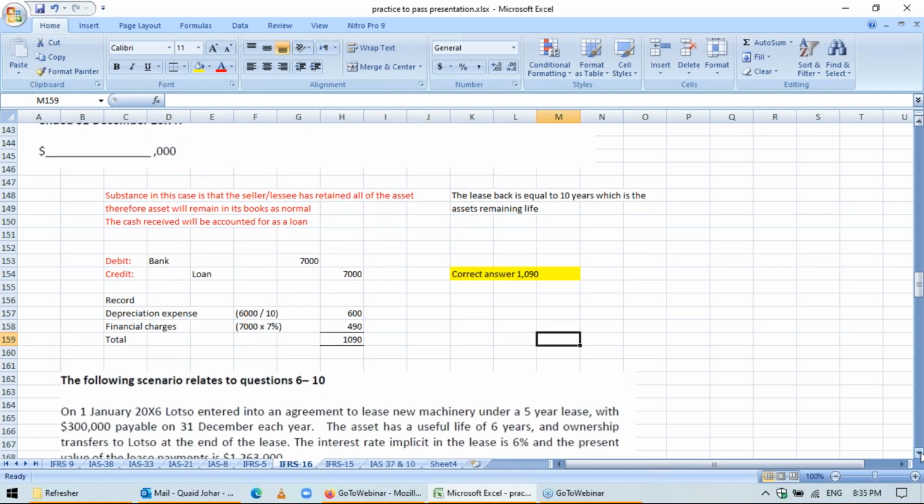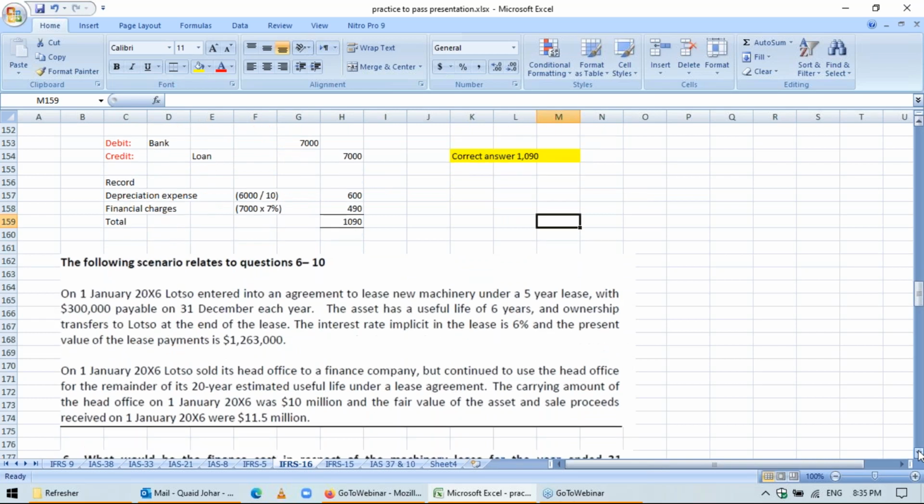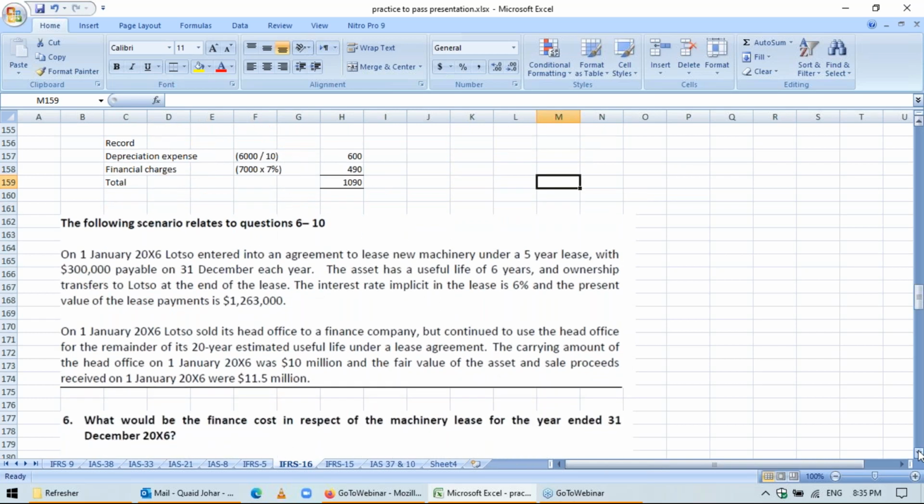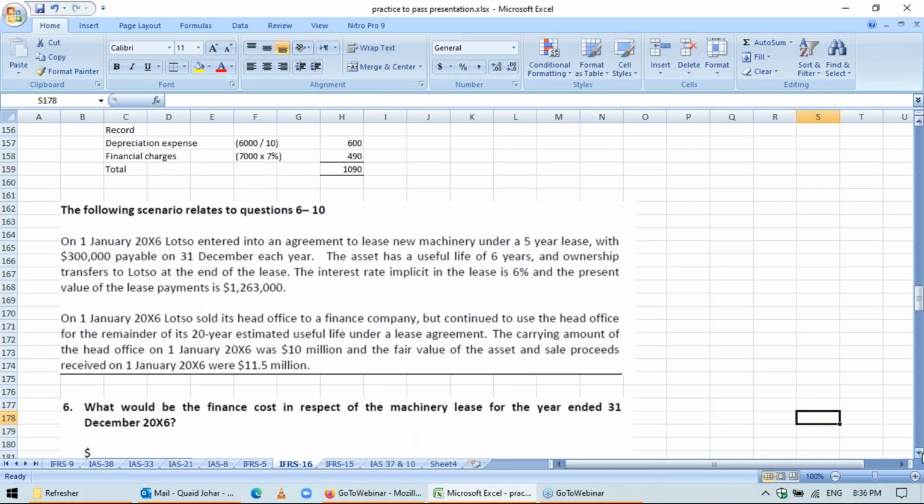Okay, now let's take this case scenario related to questions 6 to 10. This is a revision on the lease which we have discussed till now, and then we move on to IFRS 15. So if you like, I can give you questions 6 to 10 as an assignment as well. Can you do it for tomorrow? I will discuss the answers to these questions tomorrow, right?